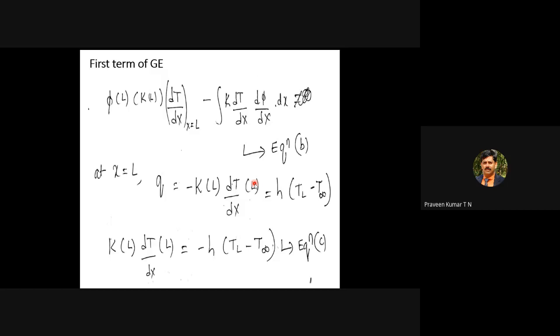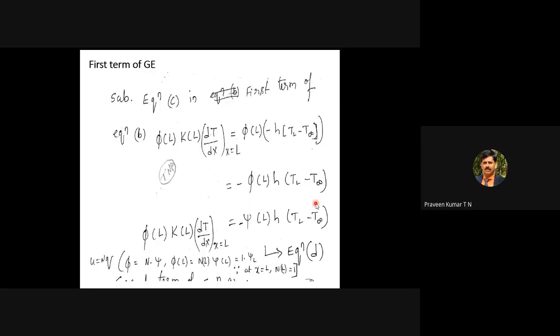Throughout the steel rod, the heat is conducted, but when you come to the tip of the steel rod, whatever heat is conducted is the same heat that goes to the atmosphere through convection. At the end of the heated rod, whatever amount of heat is conducted is transferred to the surrounding medium by convection. Hence, you are equating the amount of heat conducted to the amount of heat convected. That applies only at the tip of the rod.